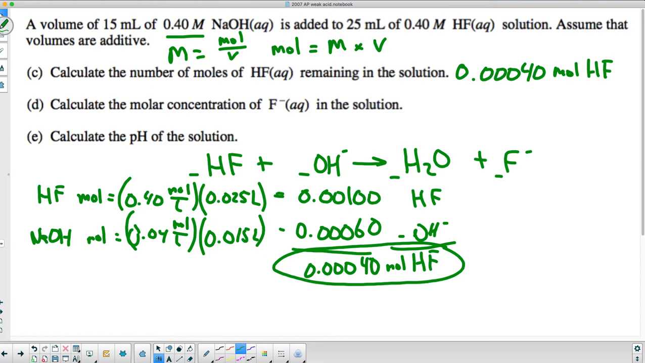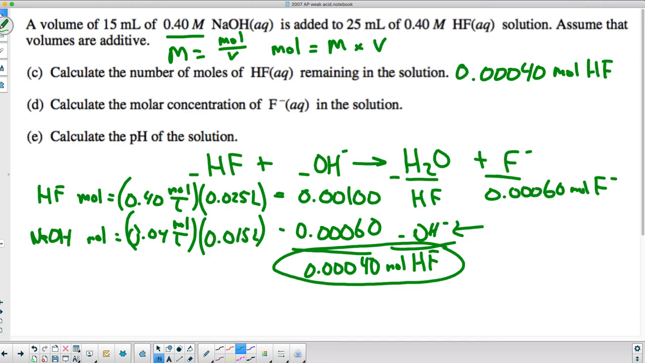Calculate the molar concentration of F minus in the solution. Okay, well, so here is my number of moles that reacts to form the products. So it'll kind of be like as I go through this, moles of HF are the same as the moles of the NaOH added. So that means moles of Na should be this, because this is the number of moles that reacted to form the water and the F minus.